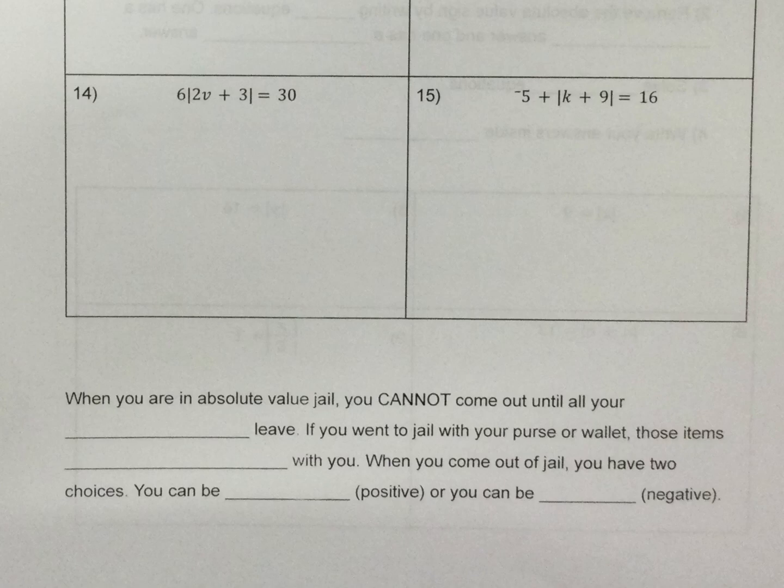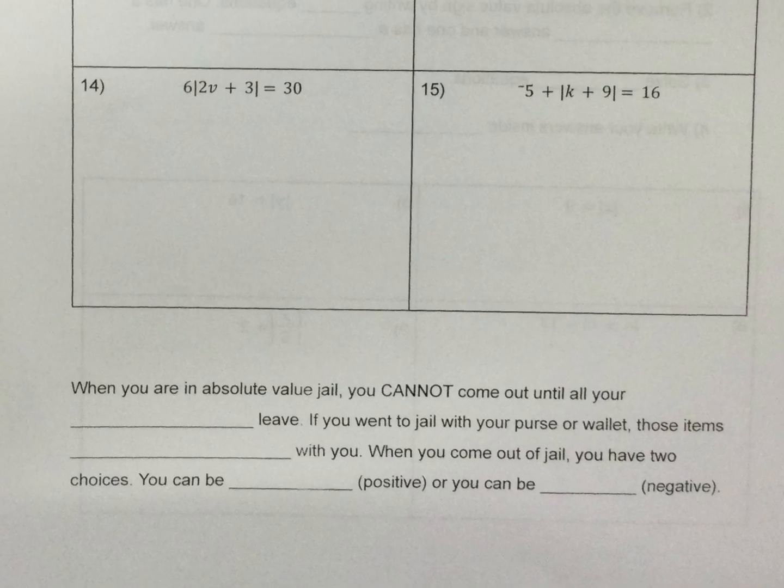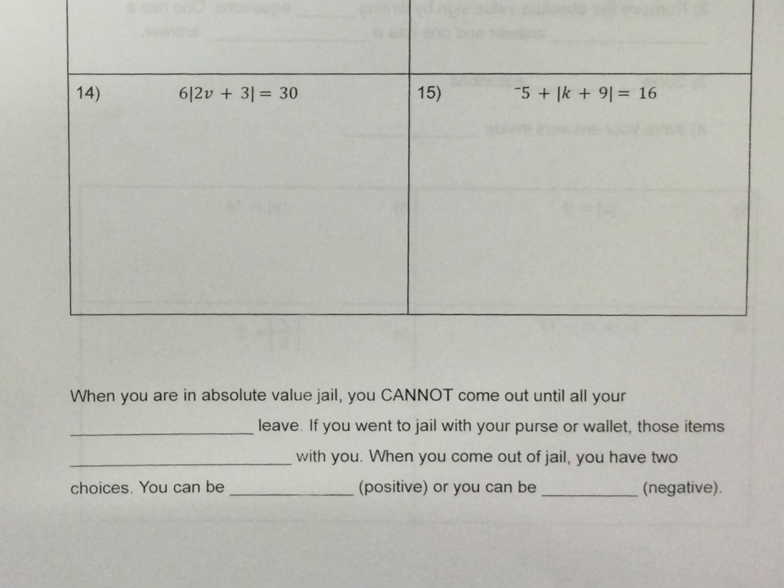All right, these are from your 4.5 notes that we did not finish yesterday. We are on number 14 and 15, 4.5. All right, so I've got this 2v plus 3, and he's in jail. So to get him out of jail, first I have to make all his visitors leave. So we know that between the 6 and the absolute value, it's being multiplied. So I'm going to just divide by 6 on that side, divide by 6 on that side.